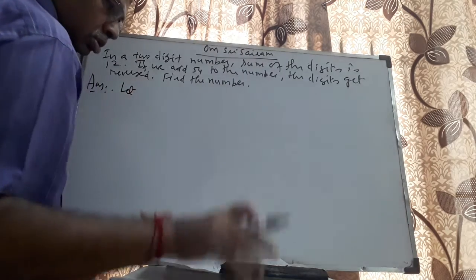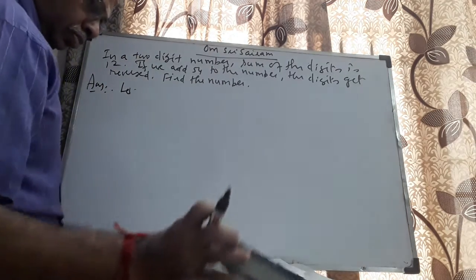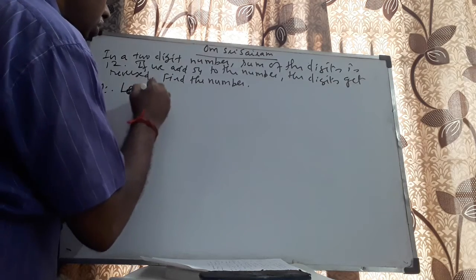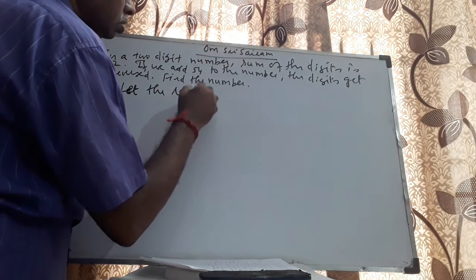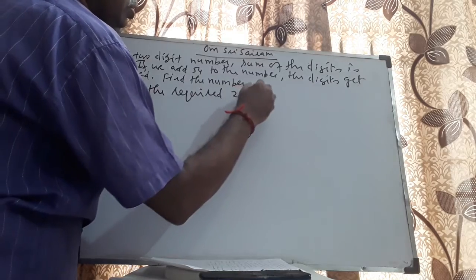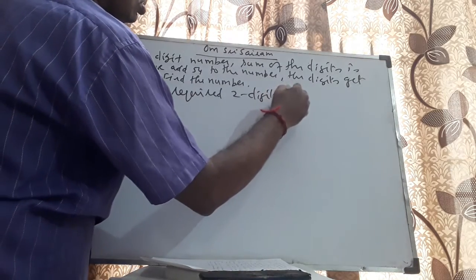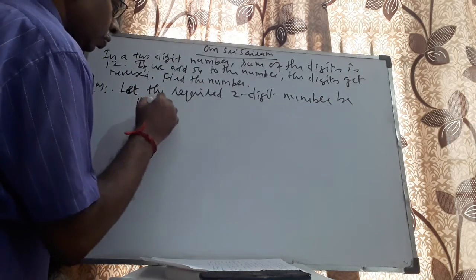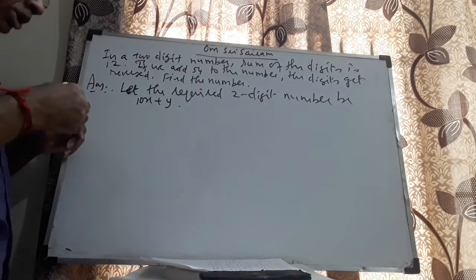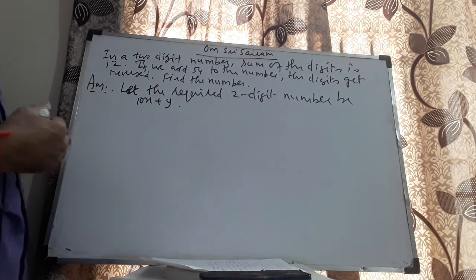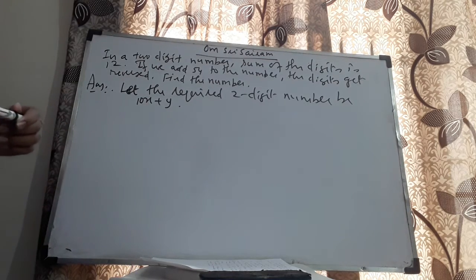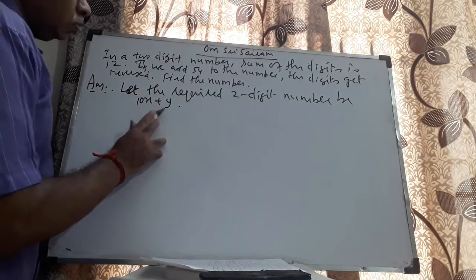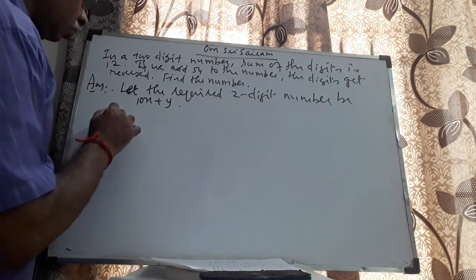Let the required 2-digit number be 10x plus y. That is, if the units place is y and tens place is x, I will write it as 10x plus y. 39 can be written as 3 into 10 plus 1 into 9. 54 can be written as 5 into 10 plus 1 into 4.